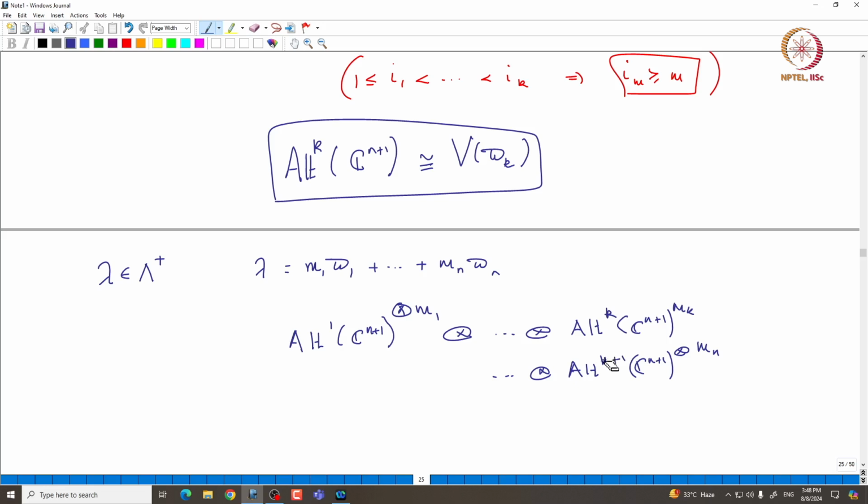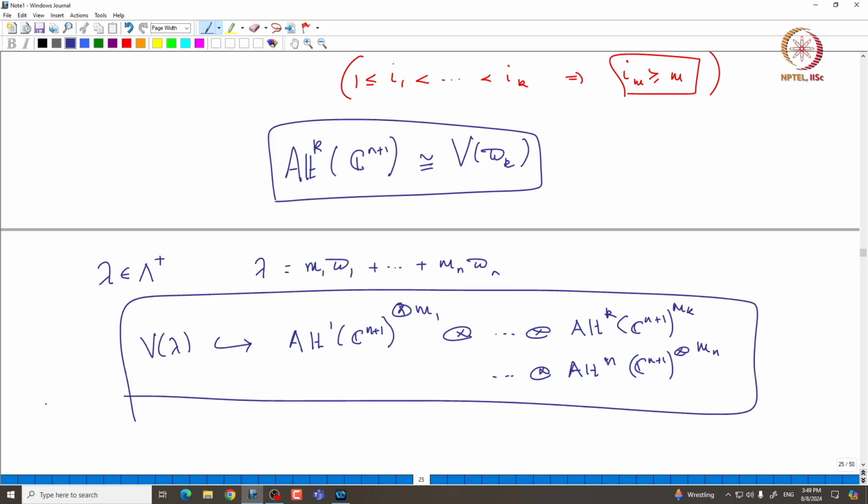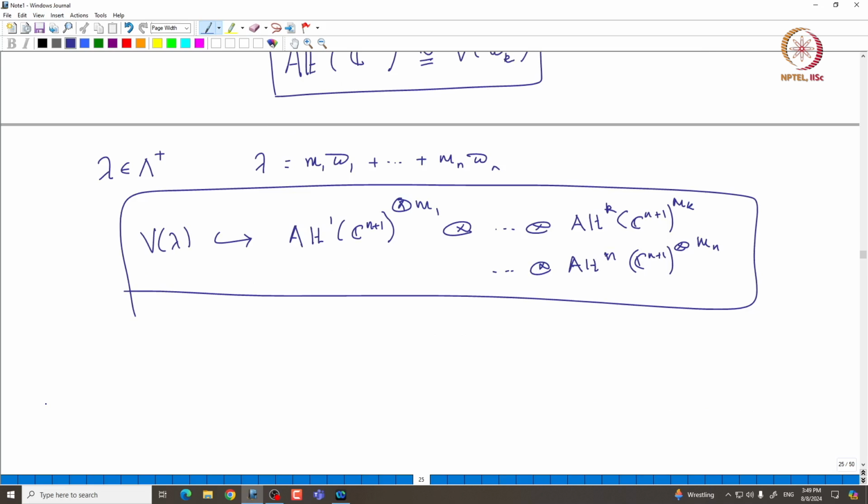So up to this n. When you take alt n plus 1, then that becomes actually the trivial representation. So up to n it will be this. You consider the tensor, then consider the highest weight tensor product of highest weight vectors inside this tensor, then that is going to be isomorphic to V lambda. So this way we proved existence of given.